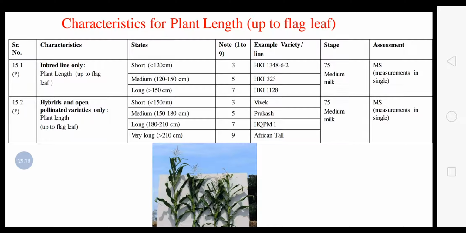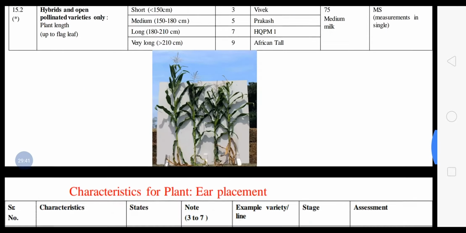For short, Vivek is an example, medium Prakash, long HQPM 1 and very long is African tall, which is used for fodder purpose. Stage for inbreds: medium milk stage is taken, and for hybrids and OPVs, the same character is measured as a single plant character.